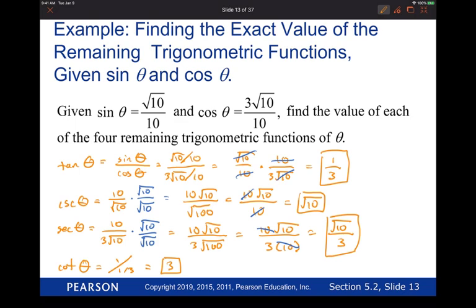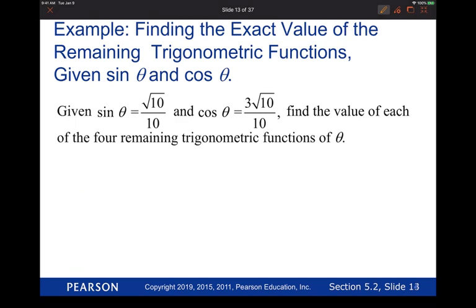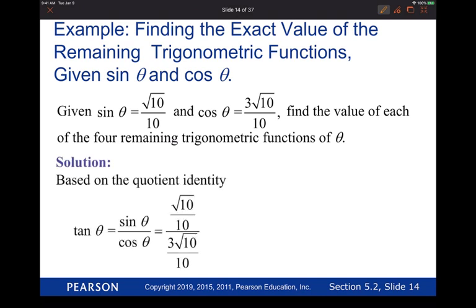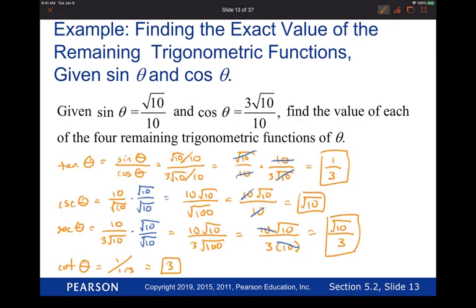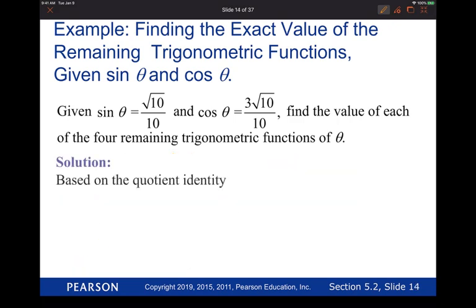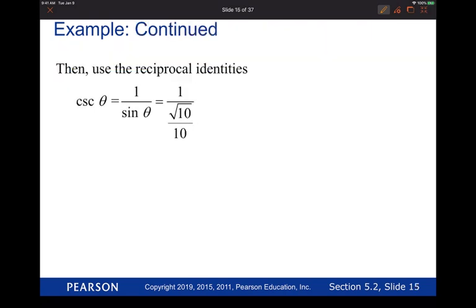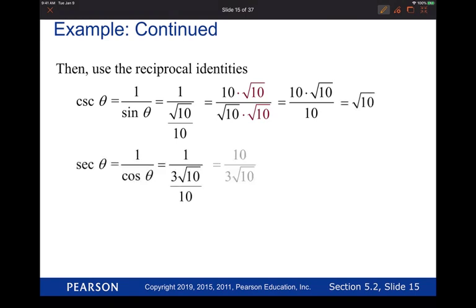Let's see, how did we do? Based on the quotient, tan, they got a third. I think we got the third, right? Okay. Cosecant is 1 over sine. We rationalize, just square root of 10, we got that. 1 over cosine, I think we got root 10 over 3, and then this one was just 3. Okay. Any questions, comments, or concerns?